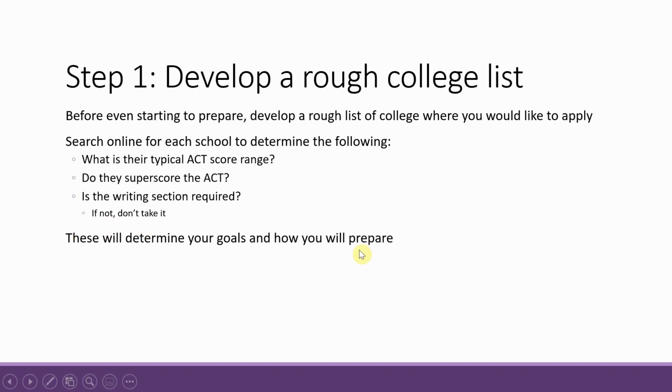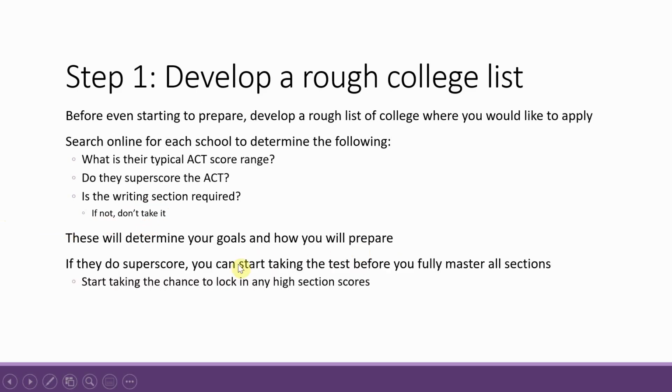These are all going to determine your goals and how you are going to prepare. If they do super score, which is why we want to know this, then you can actually start taking the test before you fully master all the sections. So if you have 2 or 3 of them where you're typically doing pretty well, you can go ahead and start registering if you're okay with that. It's a big time investment, not fun, but it can be very helpful because then you can start locking in some of those high section scores and you don't have to worry about that section anymore. And sometimes it takes a few tries because a little bit of luck to get that score that you want. If you start early, you can get more chances at the bat to get that score.